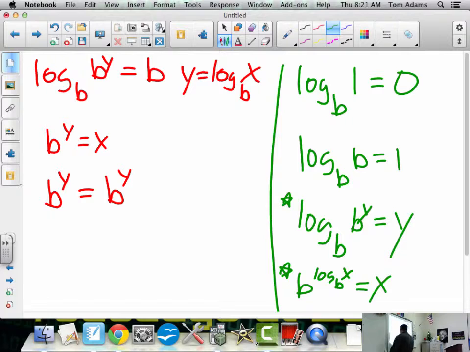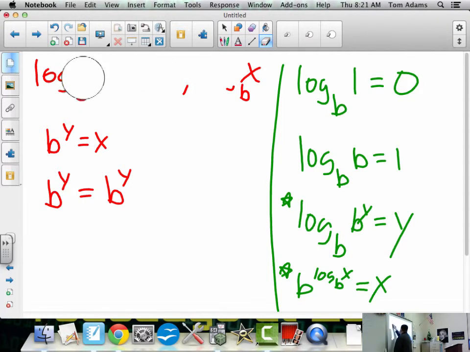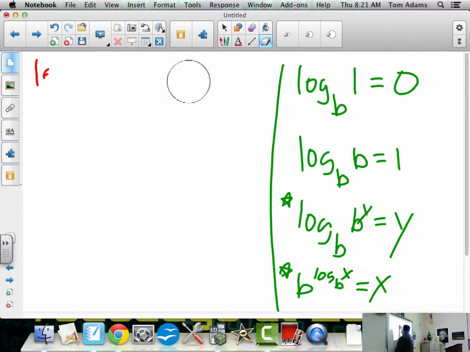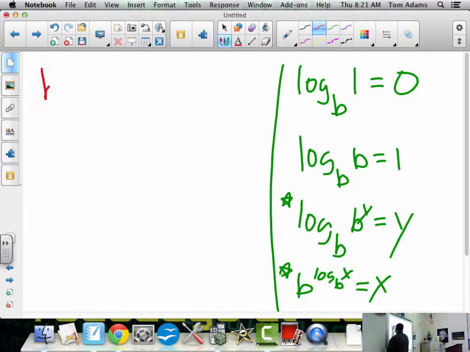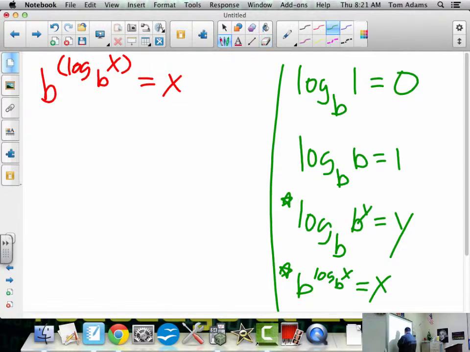Do you guys have this written down? Yeah, I'm just going to erase it because I'd like to keep everything on one page so you guys can see it. Now this one's different. We said b to the log base b to the x is equal to x. Now remember, and I wish that your textbook would have used different symbols or something, but we said that b to the y equals x, right? So in this case, what is the y term?